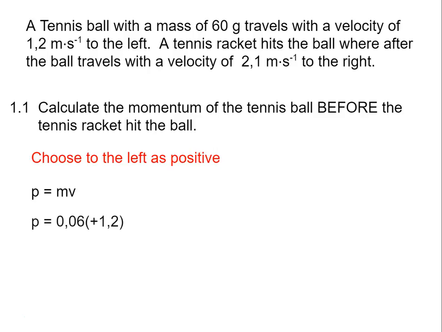I substitute my values. Remember 60 grams I have to convert to kilograms, so that's 0.06. I chose to the left as positive. The ball is traveling to the left at 1.2 meters per second, so I have a positive value there, and that will give me a positive answer. But I have to interpret the sign as far as the direction is concerned. So I don't write plus or minus in my answer. I just write the answer, and then the sign I interpret as the direction. So since this one is positive, I know my direction is to the left.